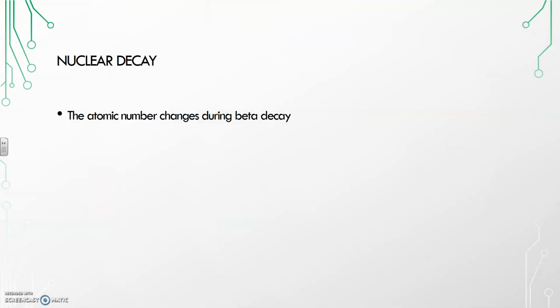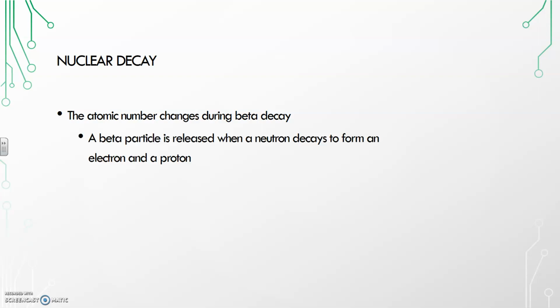Beta decay is where things are a little bit funky. The atomic number is actually going to change during beta decay. It's going to go up by 1. Again, things are a little bit strange here. A beta particle is released when a neutron decays to form both an electron and a proton. A neutron has a neutral charge, and it's breaking apart to form an electron, which has a -1 charge, and a proton with a +1. So it's still a net neutral charge.